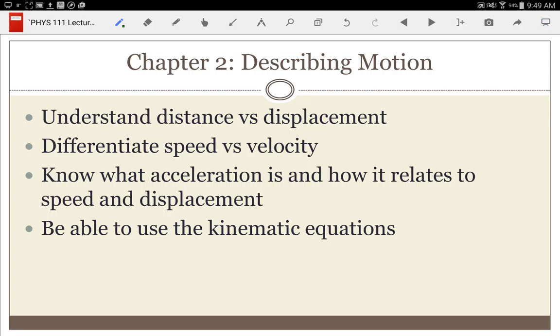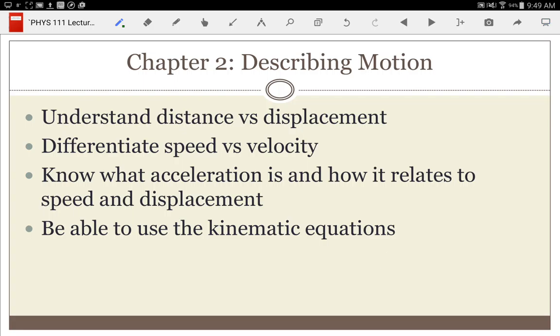Likewise, what's the difference in speed and velocity? This one I'm pretty sure you all know. Velocity has direction with it. It's a vector. Speed is just how fast you're going. Velocity is how fast you're going and the direction. So make sure you understand the distinctions between vectors and scalars.